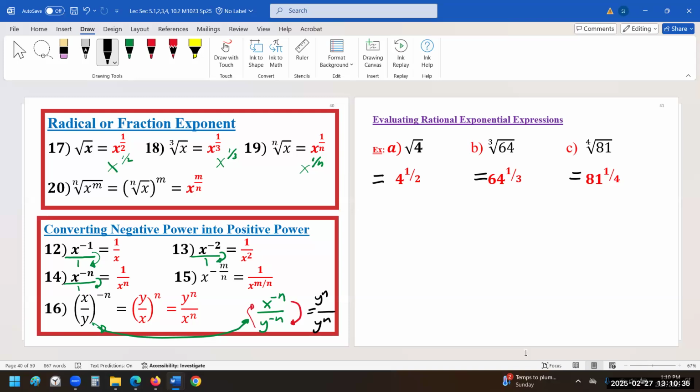No, the denominator will always be the root, the radical index. The index of the root. So here we have no number, but we know it's a square root, so we have 2 on the bottom. This one is a cube root, that means it's 1/3, 3 on the bottom. This is 4th root, it means 4 on the bottom, 1/4. So every index turns into the denominator.